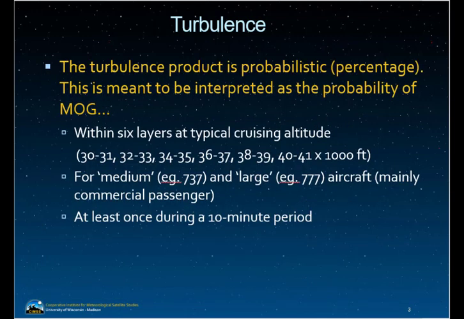The product is probabilistic. What is the likelihood of moderate or greater turbulence for medium or large commercial aircraft, 737 or 777s respectively, at least once during a 10-minute period? Recall that 10 minutes is the routine full-disk scanning frequency for both GOES-R and Himawari.